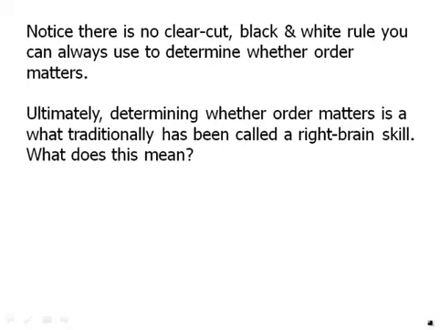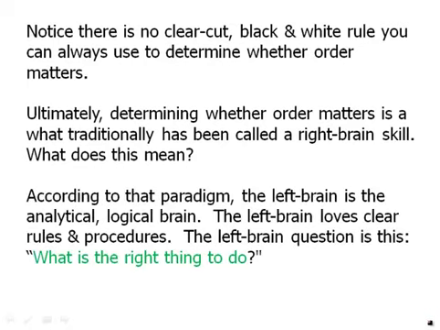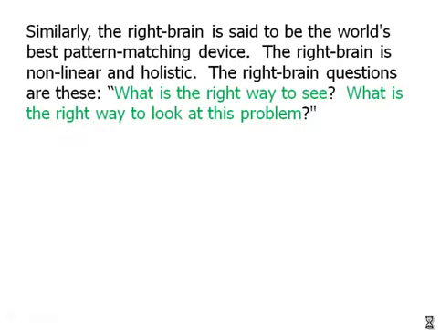What does this mean? Well, according to that paradigm, the left brain is analytical and logical. The left brain loves clear rules and procedures. The left brain's question is this: what is the right thing to do? The left brain loves nothing more than just an absolute fixed clear recipe. Give me an unambiguous recipe that I can follow. That's what the left brain loves.